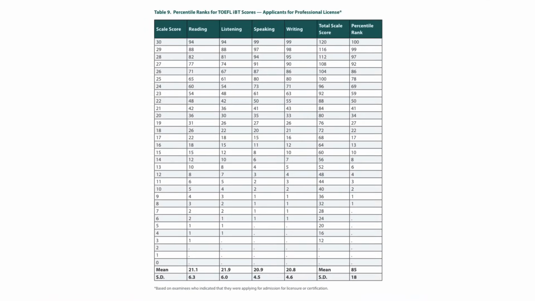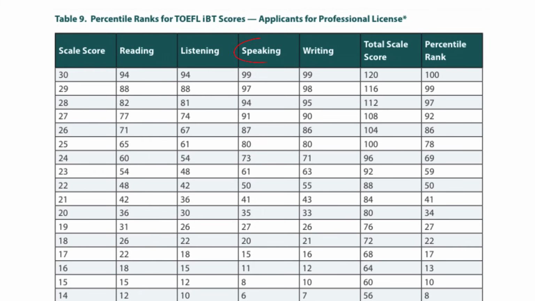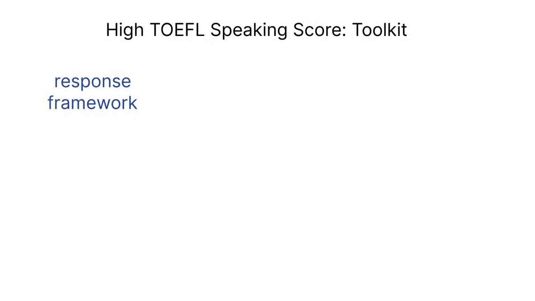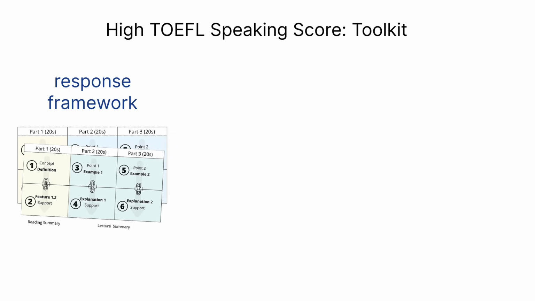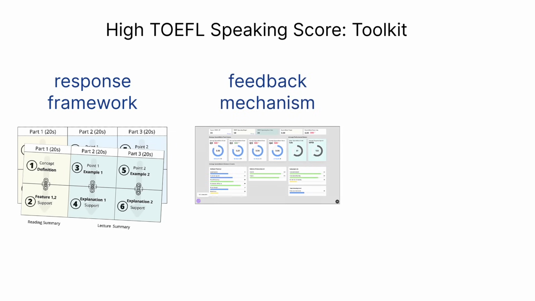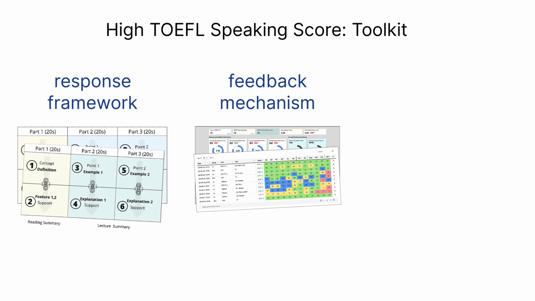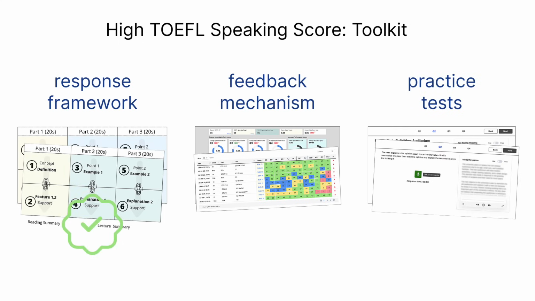Did you know that according to ETS in 2022, only 13% of the applicants for professional license groups scored 26 or higher in TOEFL Speaking? So that's pharmacists and other highly motivated test takers. To join this elite minority, you need three things, okay? You need a reliable response framework. You need an accurate feedback mechanism and score predictor. And you need a way to practice and iterate or experiment.